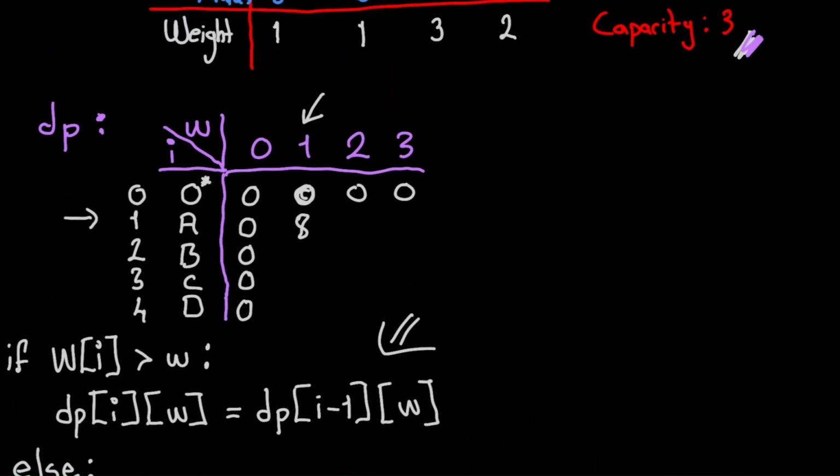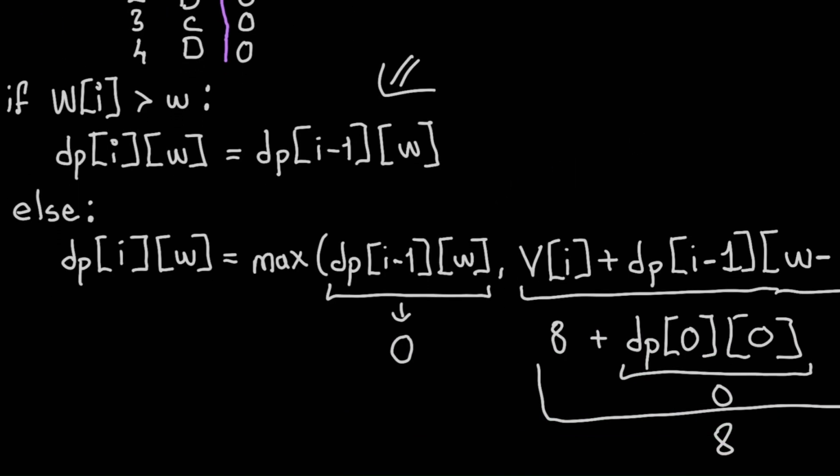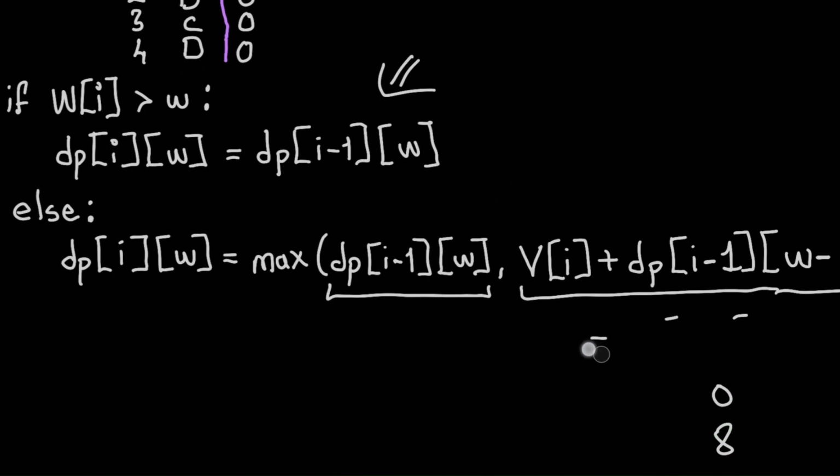And since we are looking at the first item here, we can fill the remaining cells with 8 as well. Since we have already passed the threshold capacity, that means that we can take A from now on. So we can write 8. However, this is only true if we are looking at the first item. Let's look at the second item, which is B. Again, B has the weight of 1 and its value is 5. So let's clean this section for B.